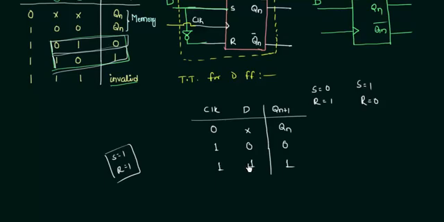In the next presentation, what we will have is the characteristic table and the excitation table for the D flip-flop using this truth table. So see you in the next presentation.